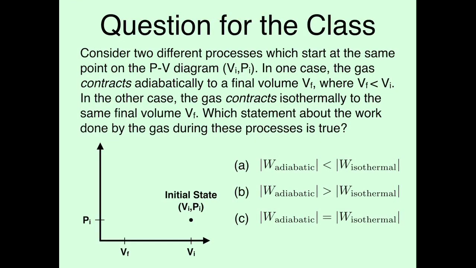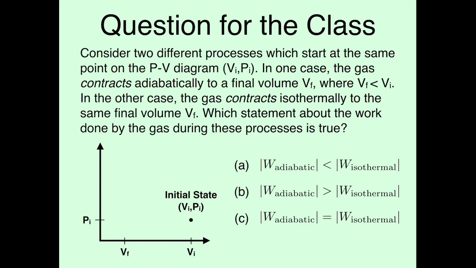Okay, so here's a follow-up to that question. It's a similar scenario. We have two different processes that start at the same point on the PV diagram. So we start over here now. This will be our V initial, P initial state. In one case, we're going to contract the gas adiabatically. So we're moving this way towards smaller volume. Okay, we're moving to the left. In the other case, we contract isothermally, but we end up at the same final volume. Okay, so just think we're contracting the gas as opposed to expanding the gas in this case.